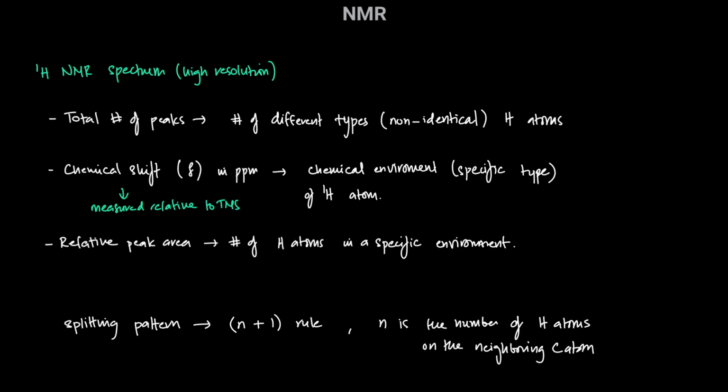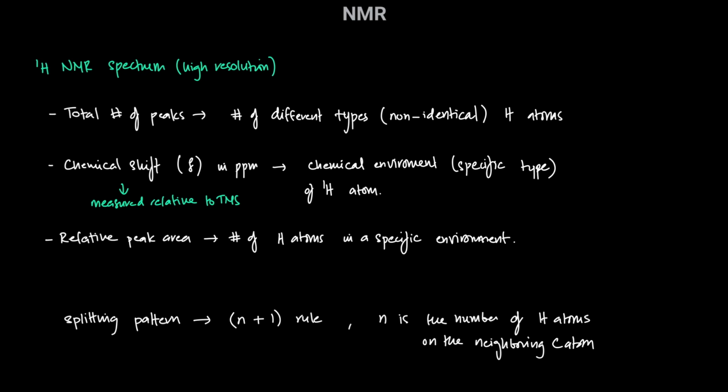The relative peak area gives us the number of protons, or the number of hydrogen atoms, in a specific environment. And then the splitting pattern follows this n+1 rule, where n is the number of hydrogen atoms on the neighboring carbon atom. So the splitting pattern gives us information about the number of hydrogen atoms on a neighboring carbon atom.